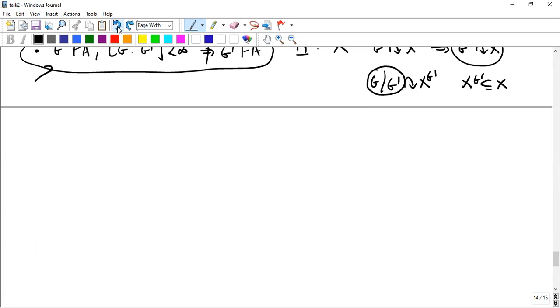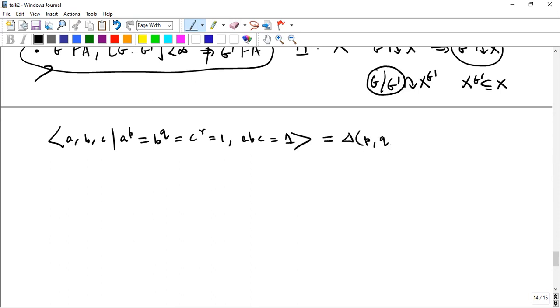The example is that you take a, b, c with a to the power of p equal to b to the power of q equal to c to the power of r equal to 1, and abc equal to 1. This is called a triangle group, if I recall correctly, or the oriented triangle group, the von Dyck subgroup of the triangle group.